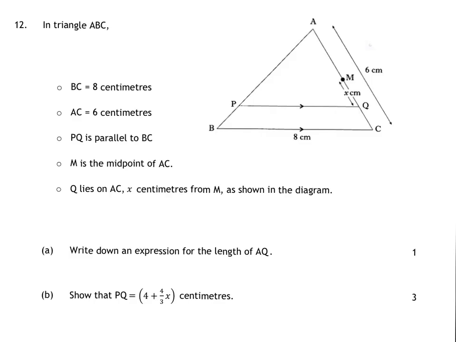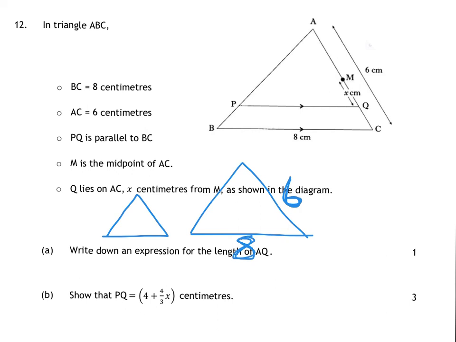Okay, so this should hopefully jump out at you as being a similar triangles style question. They've told us lots of information here. The first thing I want to do is draw these two triangles out as a small one and a big one. The big one has 6 here and an 8 there. The small one, it tells us that M is right in the middle, and this little bit from M to Q is X. If that's right in the middle, that makes that bit 3. So I'm going to call A to Q 3 plus X, and that's what they want you to do in part A: write down the length of AQ.